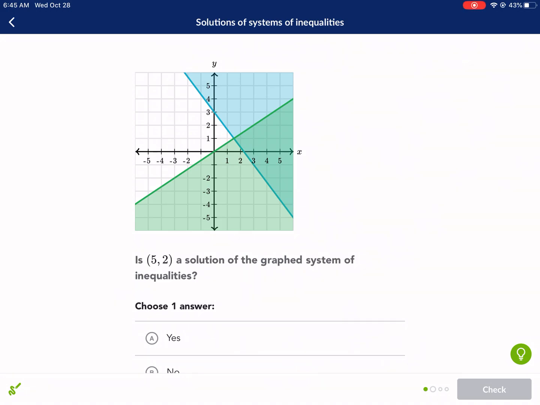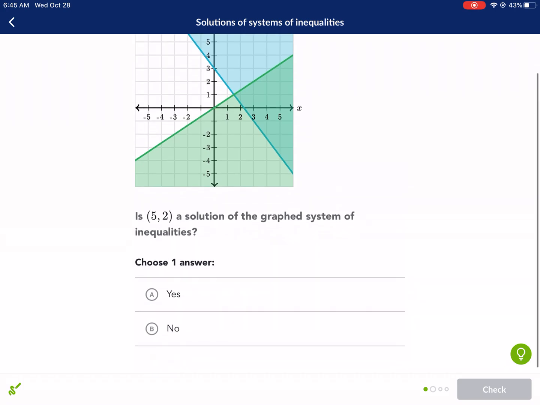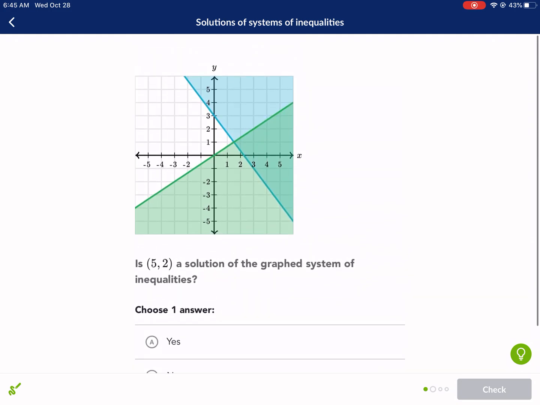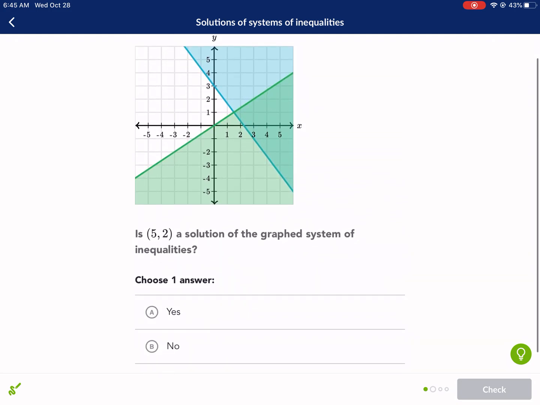Today we're doing another Khan Academy tutorial on solutions of systems of inequalities. We've been on a recent tear of inequalities here, so we're just trying to figure out what is a solution. We're going to determine that. So the question is: is (5, 2) a solution on the graph of the system of inequalities?